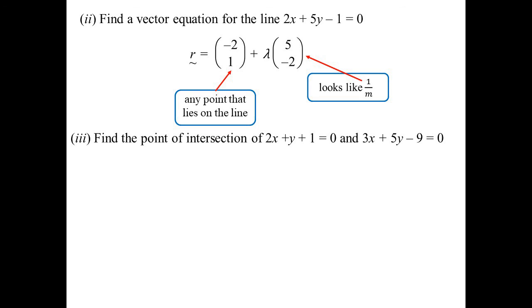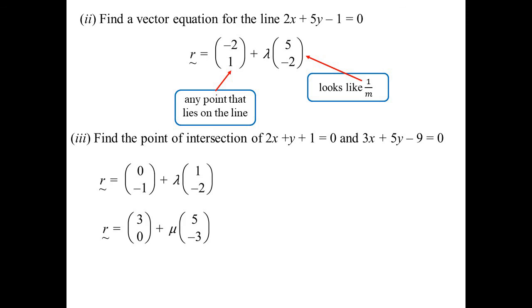Find the point of intersection of two lines. So we now have another way we can do this, but using vectors. Because I can say, well, that first line, pick any point on the line. I've gone 0, negative 1. The slope of that one's negative 2, so the direction vector is 1, negative 2. There's the vector equation of that line. There's the vector equation of the other line. Notice I've used a different scalar multiple there. I've used mu rather than lambda because there's nothing to say those numbers will be the same.